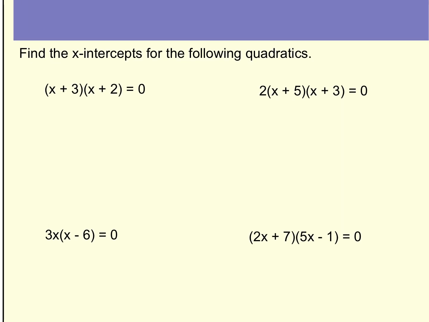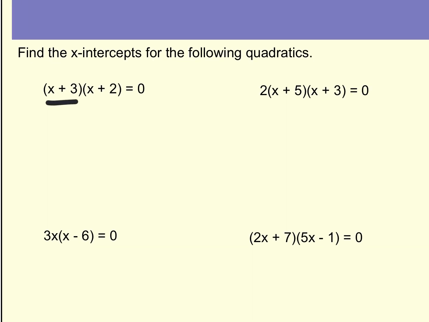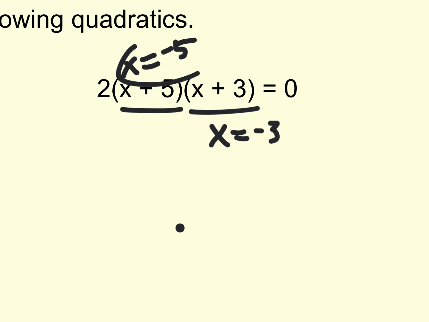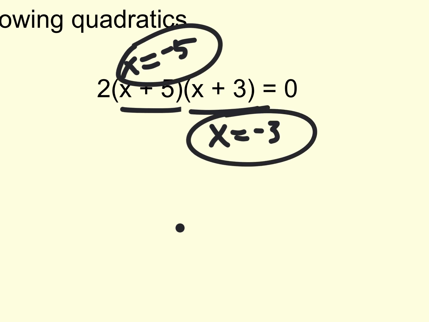So if they wanted the x-intercepts, you just figure out what makes this 0. X equals -3. What makes this 0? X equals -2. Super easy if you know what you're doing. What makes this part 0? -5. What makes this part 0? -3. Then those are the two x-intercepts. Because they set the y equal to 0. See? All right.